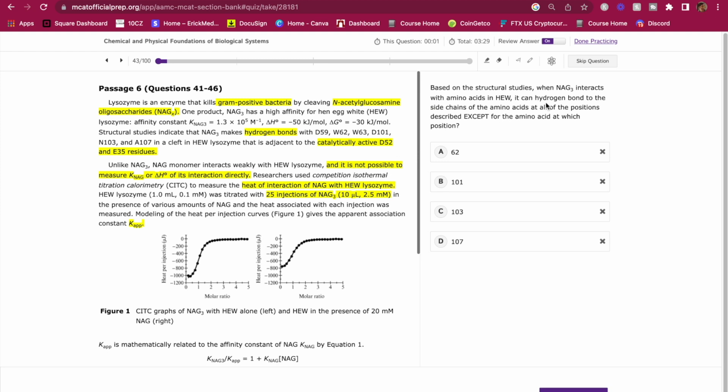Based on the structural studies, when NAG3 interacts with amino acids in HEW, it can hydrogen bond to the side chains of the amino acids at all the positions described except for the amino acid at which position? Here you have the amino acids that it hydrogen bonds with. That's a messed up question. I don't like it, because it literally tells you it makes hydrogen bonds with all of these in a cleft in the enzyme, in lysozyme. But we're going to do it nonetheless.